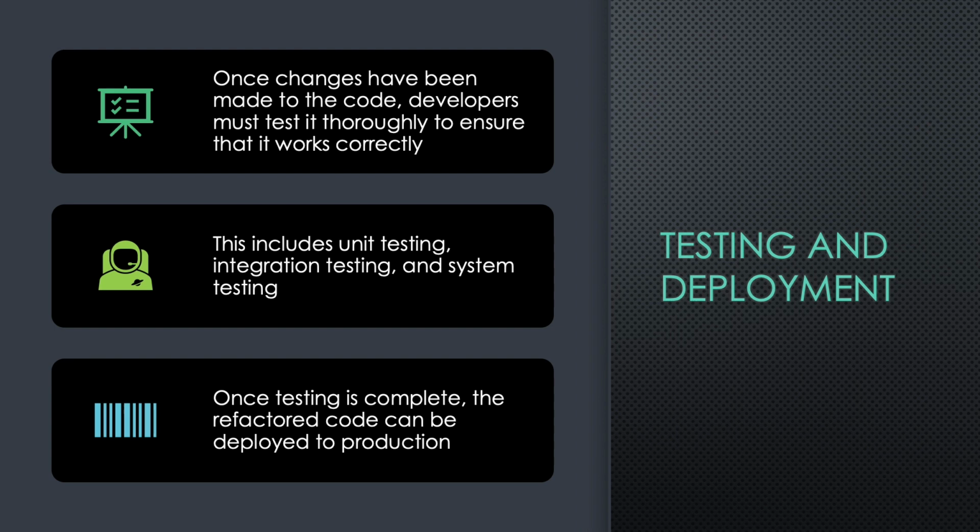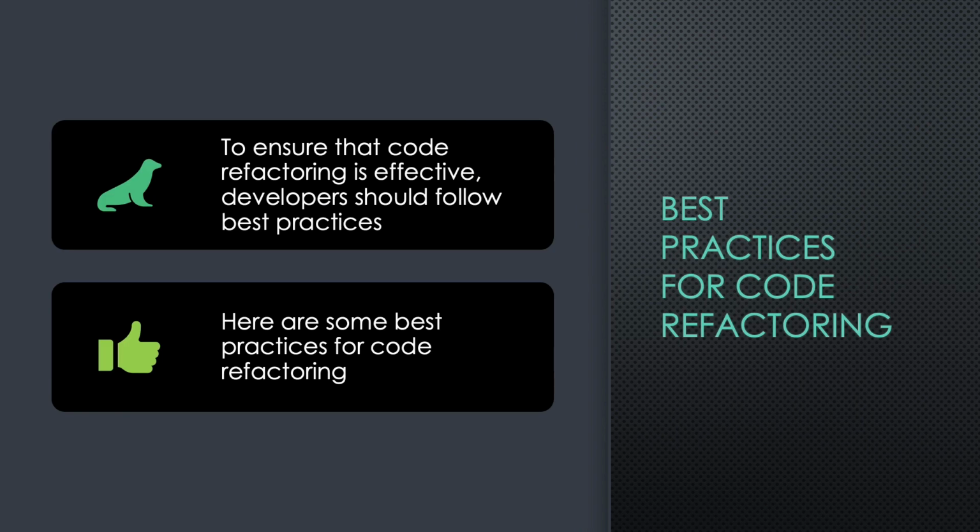Testing and deployment. Once changes have been made to the code, developers must test it thoroughly to ensure that it works correctly. This includes unit testing, integration testing, and system testing. Once testing is complete, the refactored code can be deployed to production. Best practices for code refactoring. To ensure that code refactoring is effective, developers should follow best practices. Here are some best practices for code refactoring.